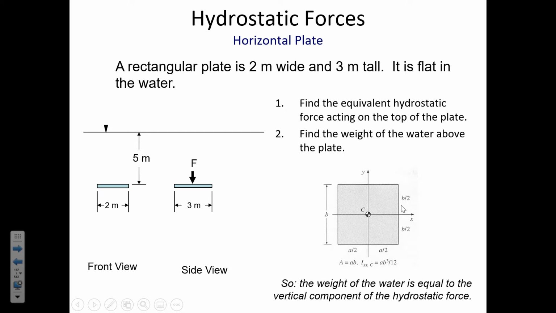So the magnitude of the force would be 5 meters. If this is in water, it says it's flat in the water, so then 9810 newtons per meter cubed. And the area of this plate is 3 by 2, so that's 6 meters squared. Can someone calculate what's 5 times the unit weight of water times 6? Should be around 294,300.